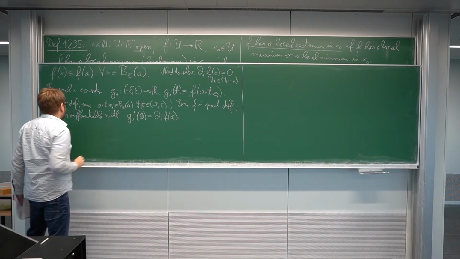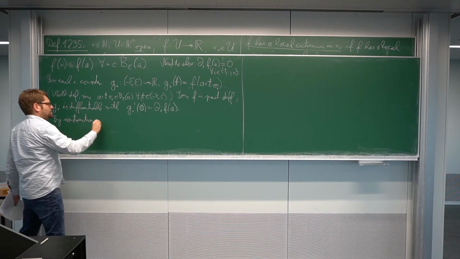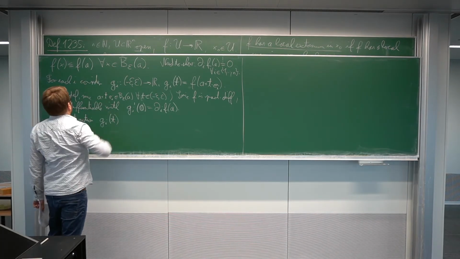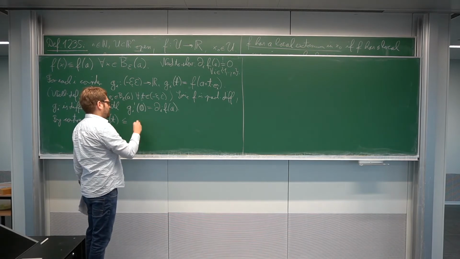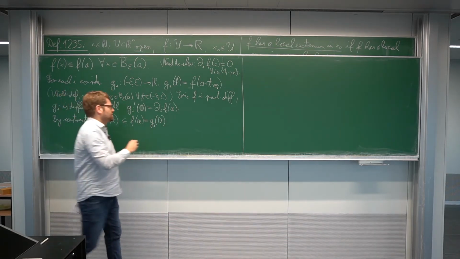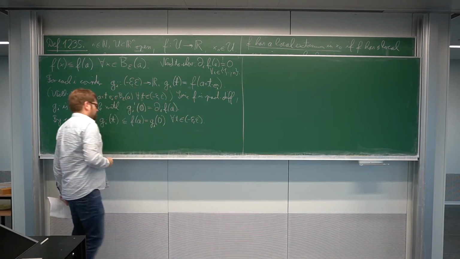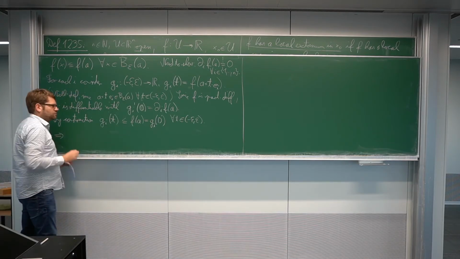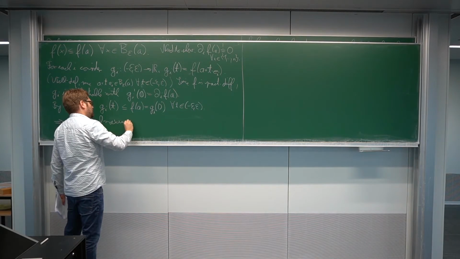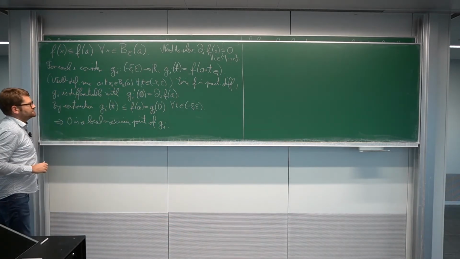Now, since they are all in this epsilon ball, we know that by construction g_i of t, this is f of some element in the ball, and there we know just by this property that we chose, this is smaller than or equal to f of a, but this is by construction g_i of 0. So this holds for all t in minus epsilon, epsilon, but this means 0 is a local maximum point of g_i.